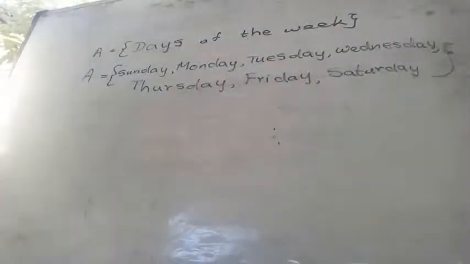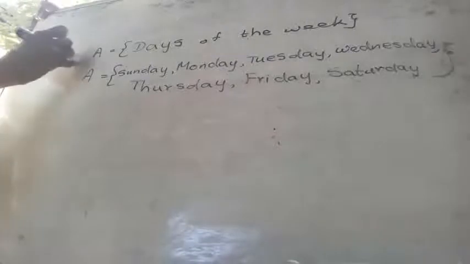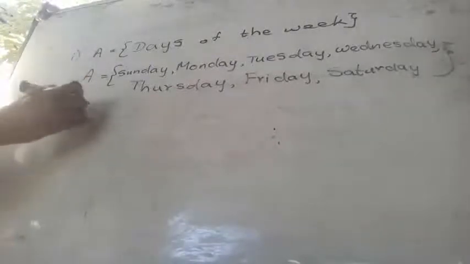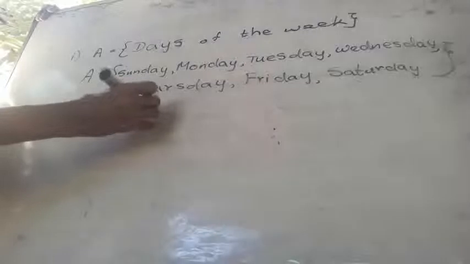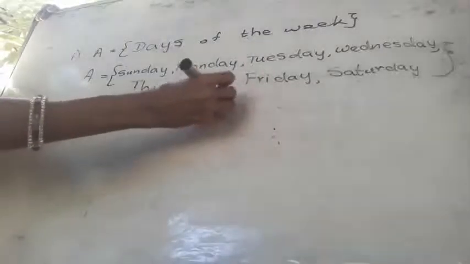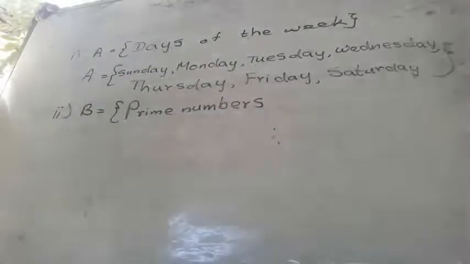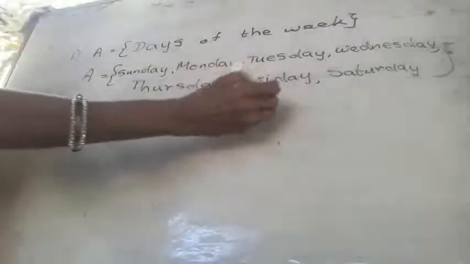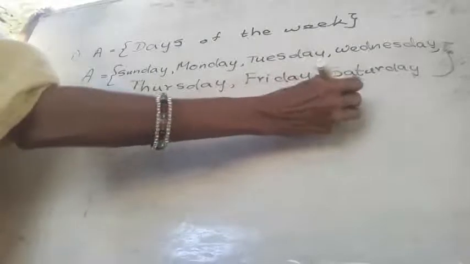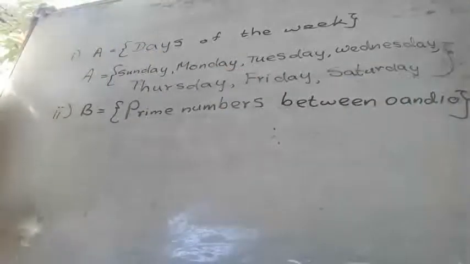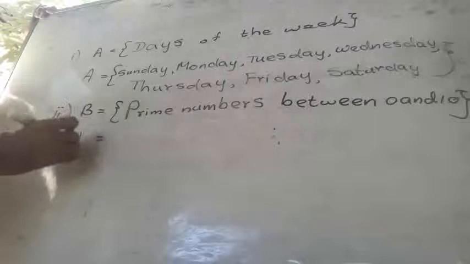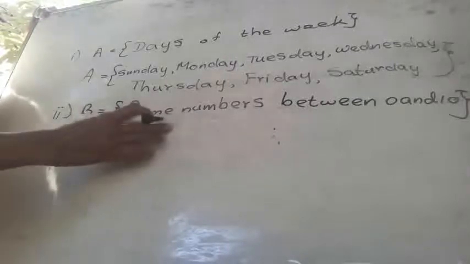Second one. B. Prime numbers between 0 and 10. Prime numbers have only two factors.